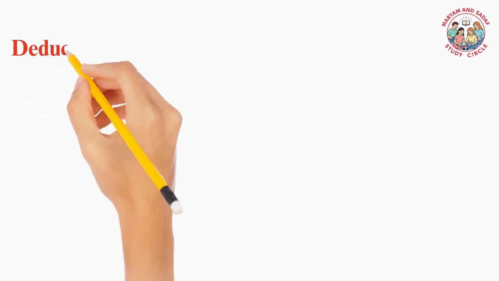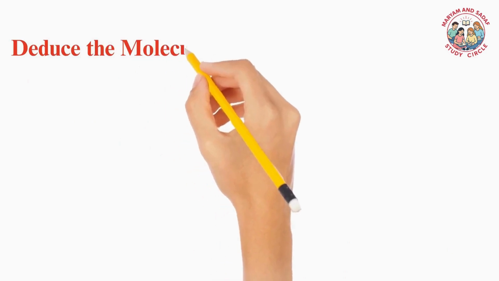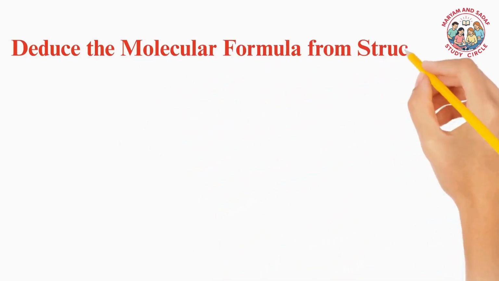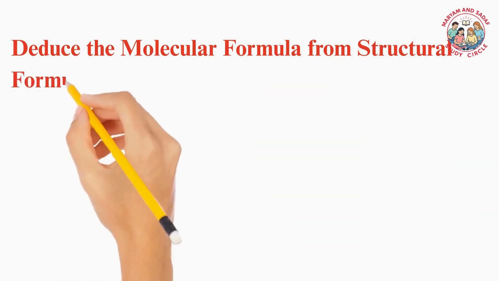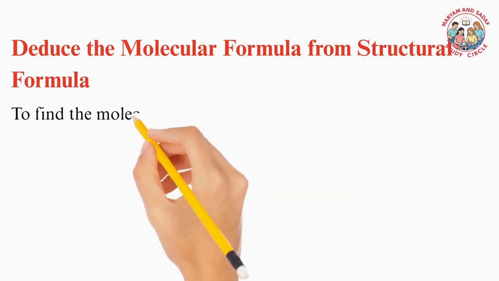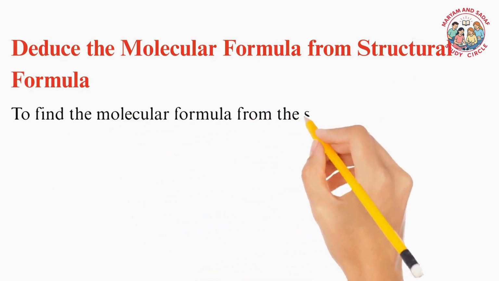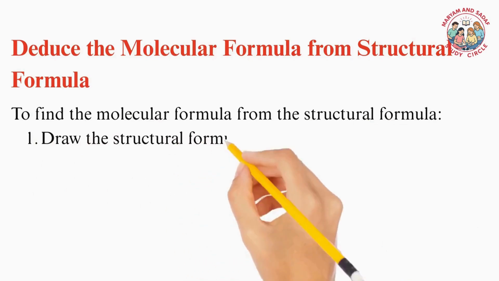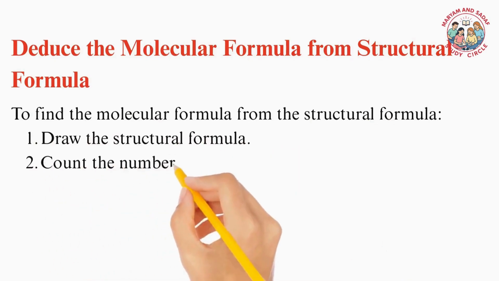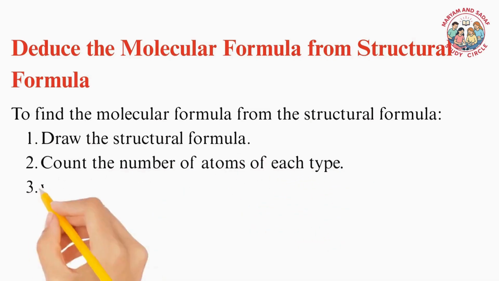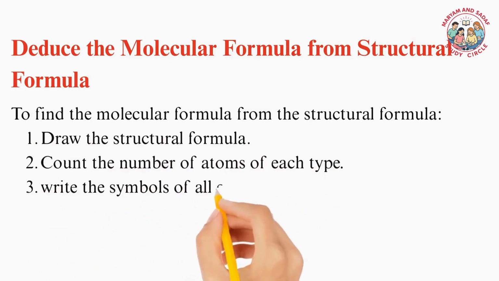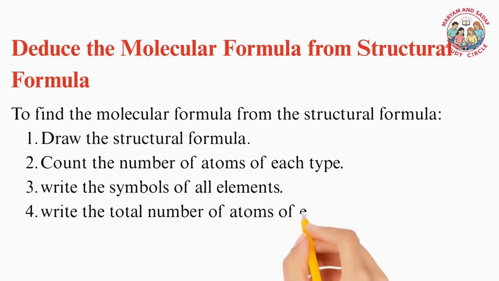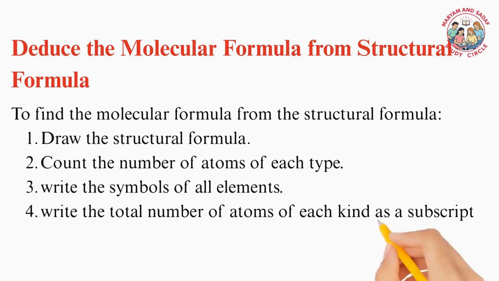Deduce the molecular formula from structural formula. To find the molecular formula from the structural formula, draw the structural formula. Count the number of atoms of each type. Write the symbols of all elements. Write the total number of atoms of each kind as a subscript. Remove the subscript one.